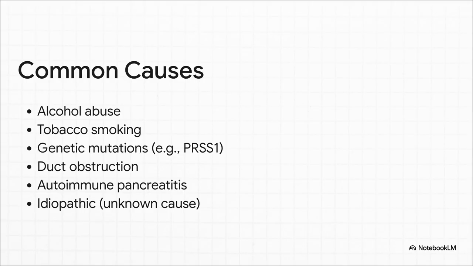Okay, here are the usual suspects. And for anyone in training, you need to laser focus on the top two, alcohol and tobacco. These are by far the most common culprits you're going to see. And you know what? Counseling your patients to stop is probably one of the single most important things you can do for them. Of course, you've also got things like genetic mutations, which are a huge deal in younger folks where you can't find another cause, and even autoimmune issues.